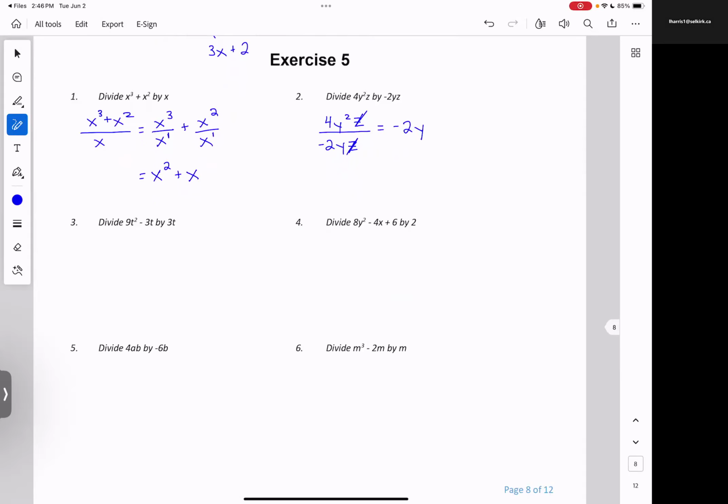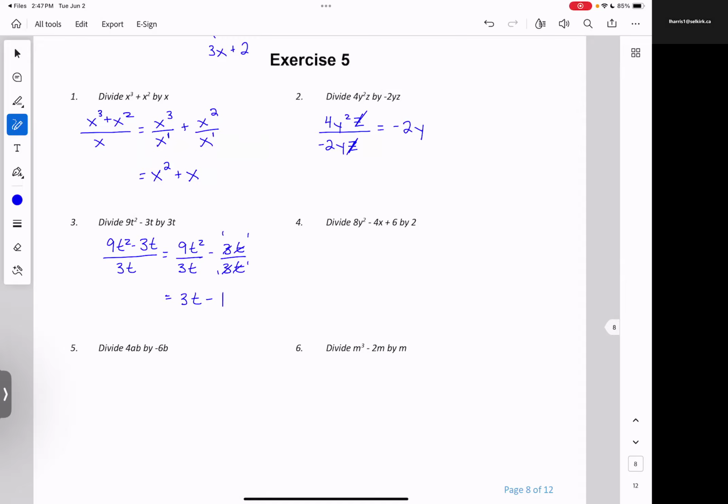All right, number 3, we've got 9t squared minus 3t, and we're dividing that by 3t. So I'm going to start by splitting up that denominator. So this would be the same as 9t squared over 3t minus 3t over 3t. And so we would get 3t minus 1. Okay, because we could cancel out everything in that second term to just end up with 1 over 1, which is 1.